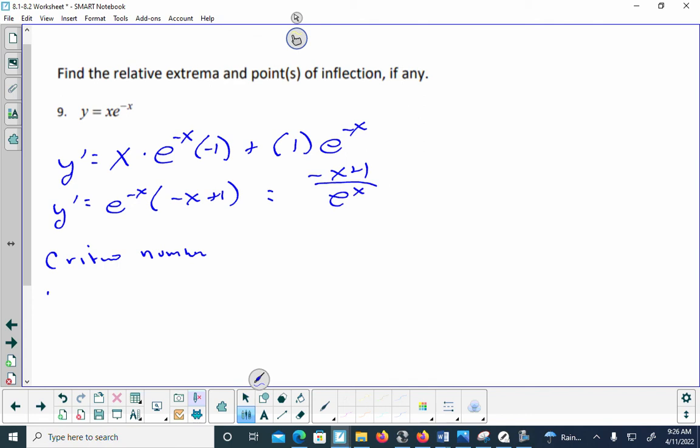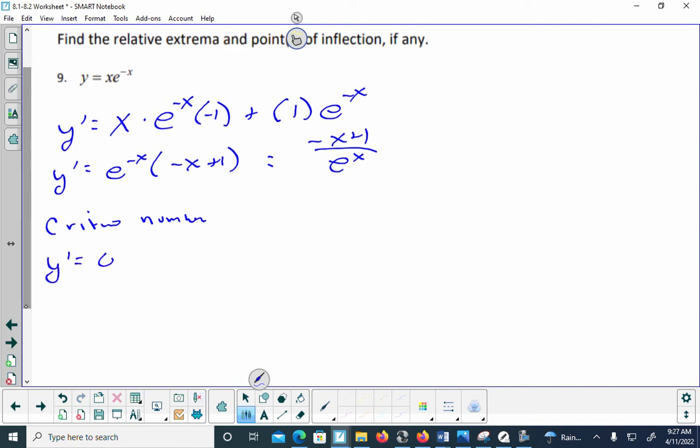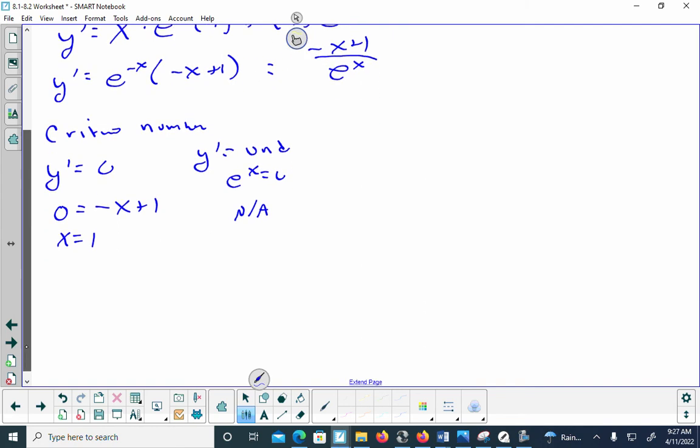Find my critical numbers. I take my first derivative and I set that equal to 0. The only way this is going to be 0 is when that numerator is equal to 0. And when I do that, x is equal to 1. So my one critical number is x equals 1. The next time you find a critical number is when the first derivative is undefined, which means e to the x equals 0, and that never happens. So that's not going to be a critical number.